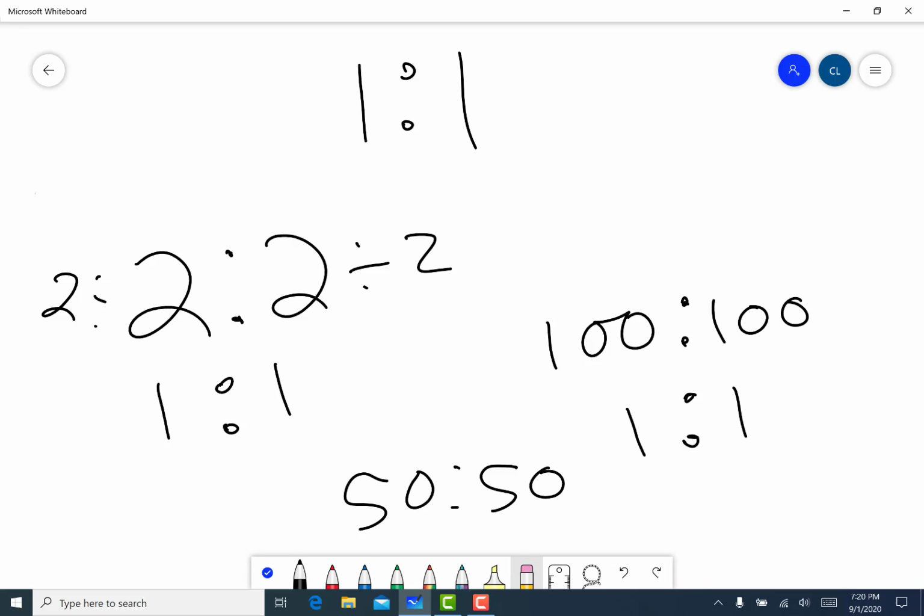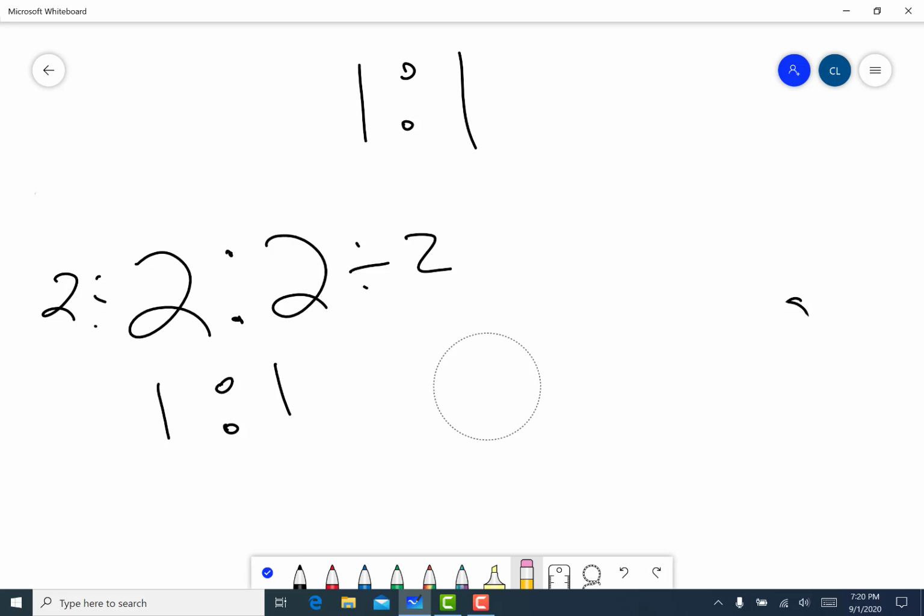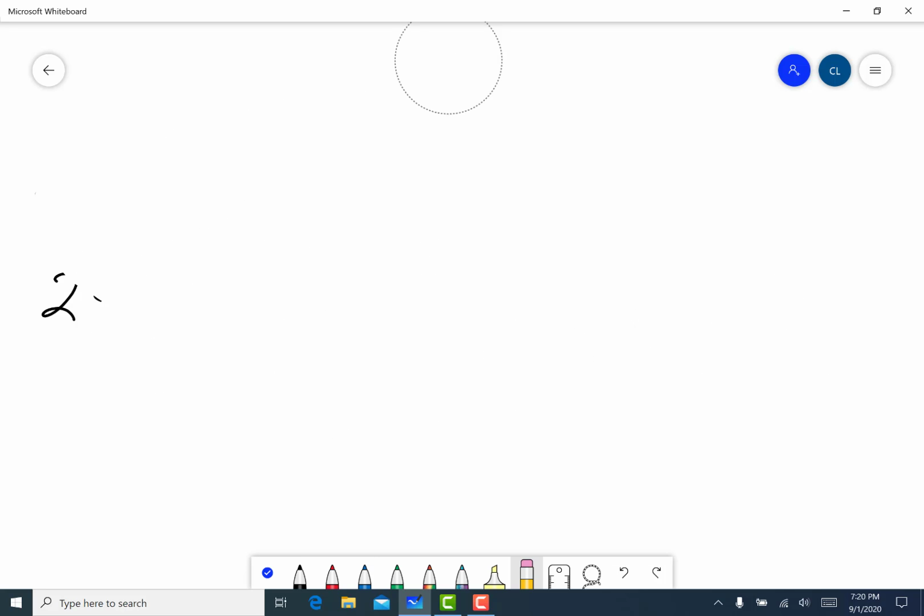Number 2 wants you to write 2 ratios that are equivalent to 3 to 11. Remember, all you need to do is multiply both sides of that ratio by the same number, and you could have multiple answers there.